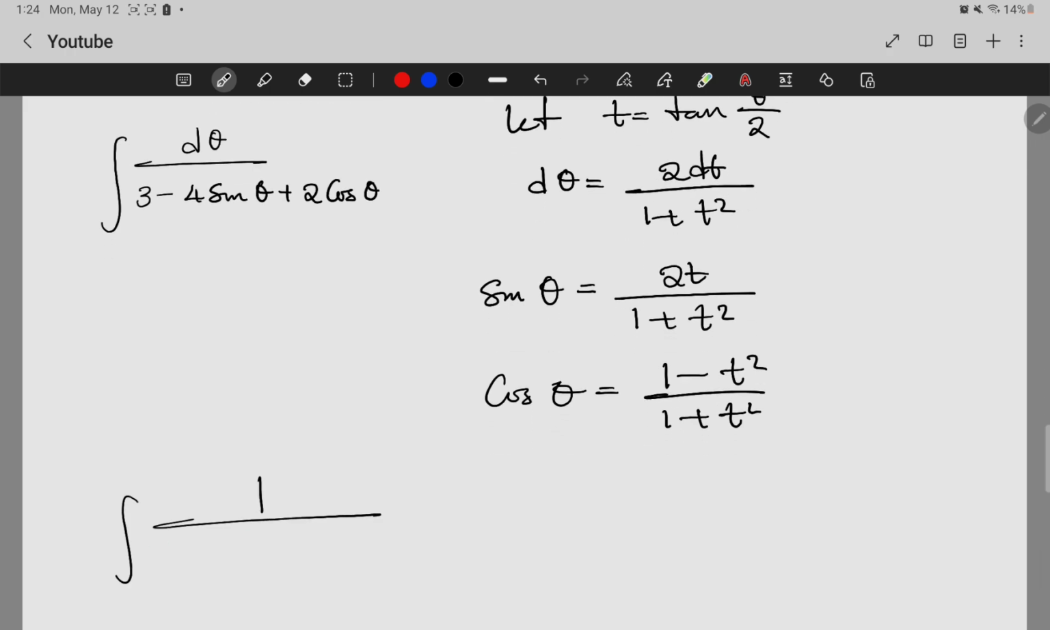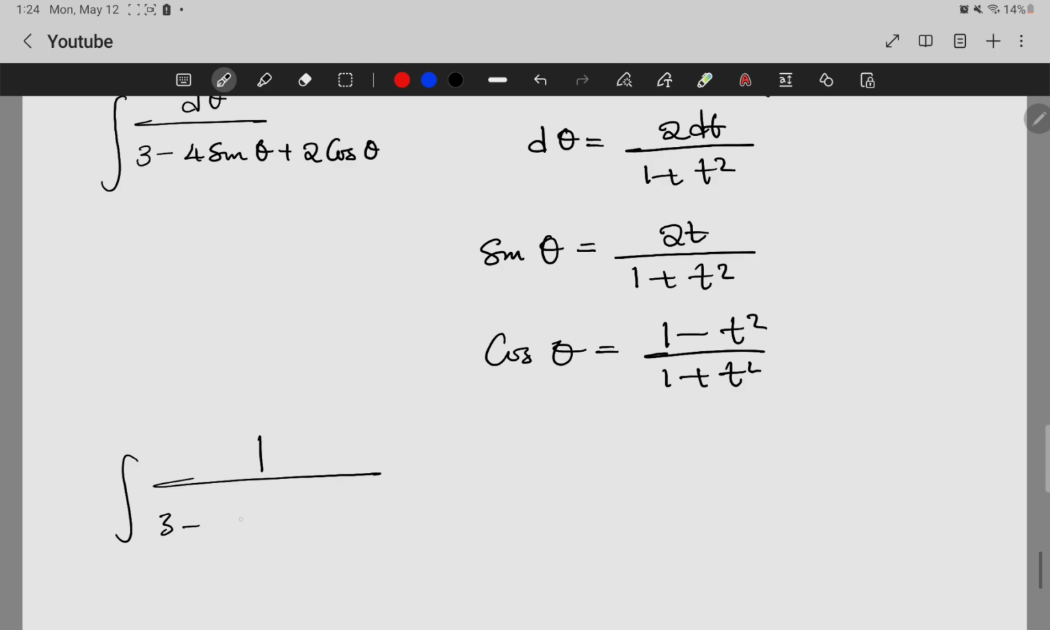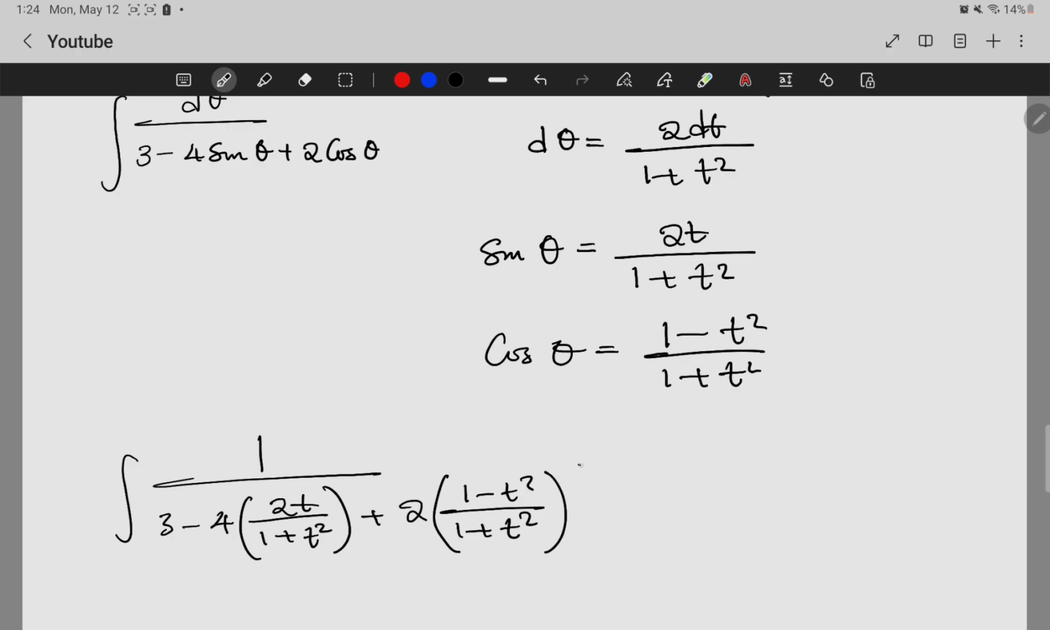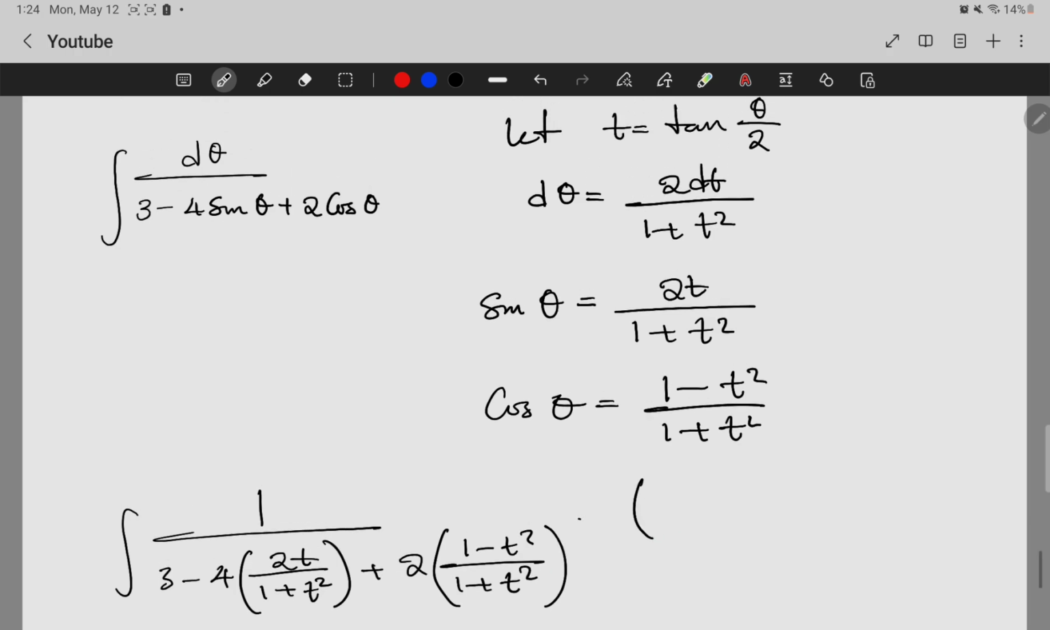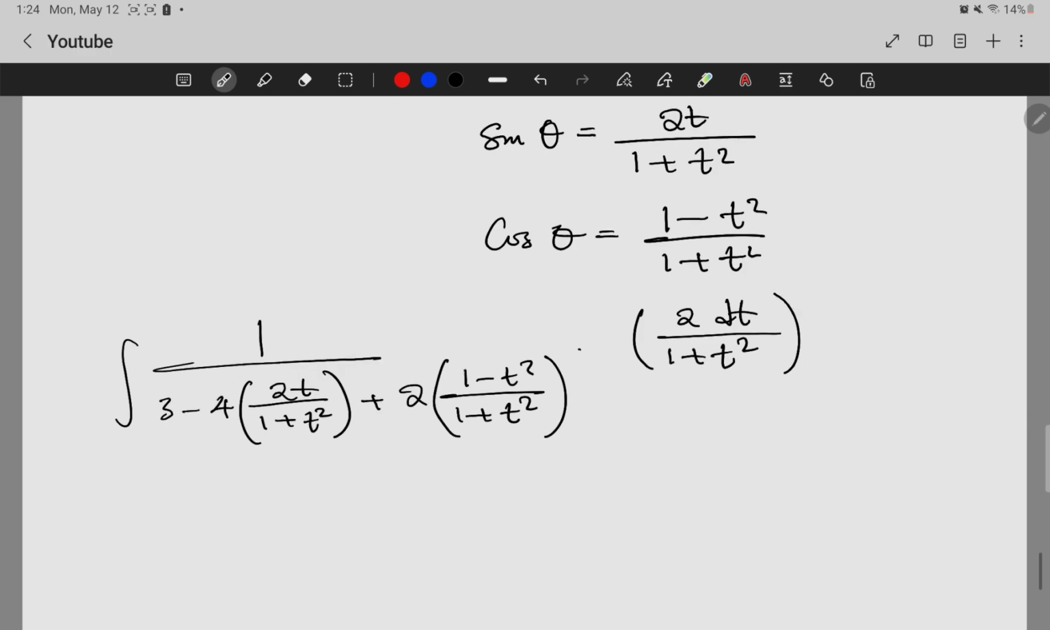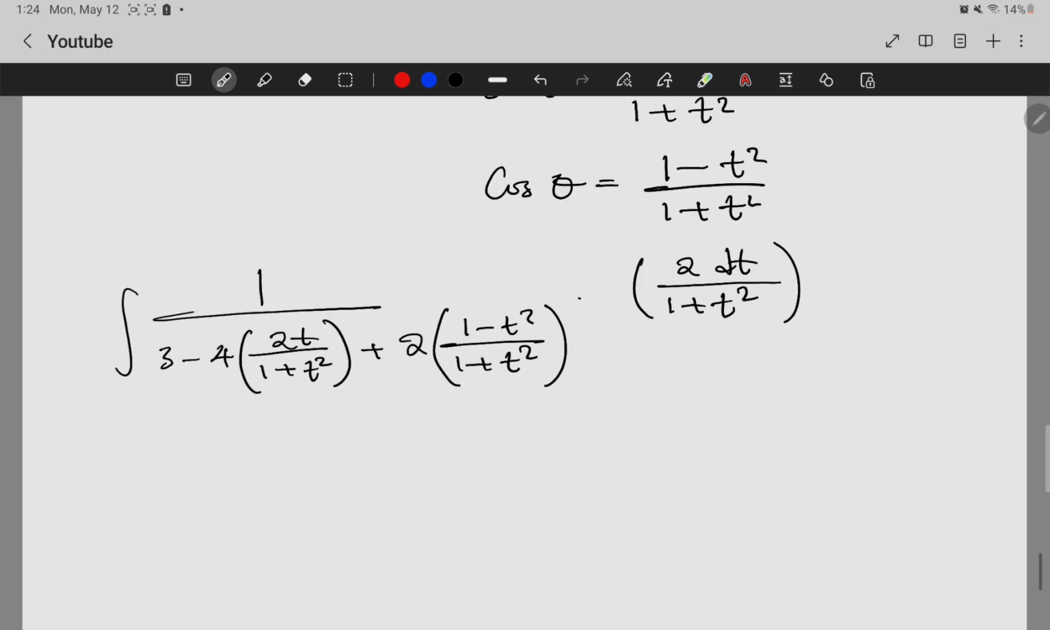So now we're dealing with the integral of 3 minus 4, where we have sine theta, we'll put 2t over 1 plus t squared. Then you have plus 2, where we have cos theta, we're putting 1 minus t squared over 1 plus t squared. Then finally we have d theta, and d theta is going to be 2 dt over 1 plus t squared. So now we just have to write this as a single fraction.